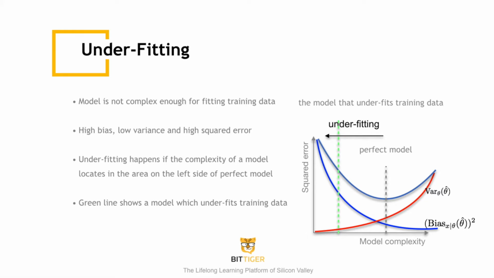The gray line of the perfect model divides all models into 3 categories based on their model complexities. Underfitting happens if the complexity of a model falls into the left side of the perfect model. In this case, the model is not complex enough to fit training data, and the obtained estimator has high bias and low variance. The green line shows an example of the model which underfits training data.